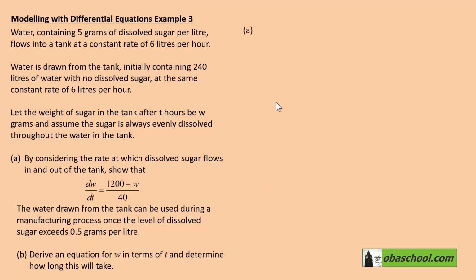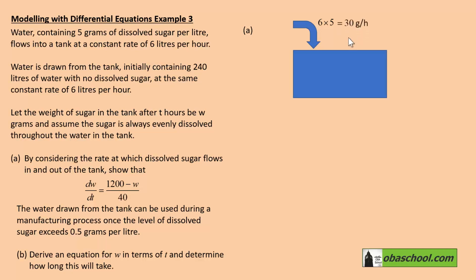So let's consider the situation in part A. Let's say that this is our tank. And remember, initially that contains 240 litres of water that has no dissolved sugar in it. And then we start pouring in our sugary solution, 6 litres per hour, and each litre has 5 grams. And therefore what we're doing is pouring in 30 grams per hour of sugar.